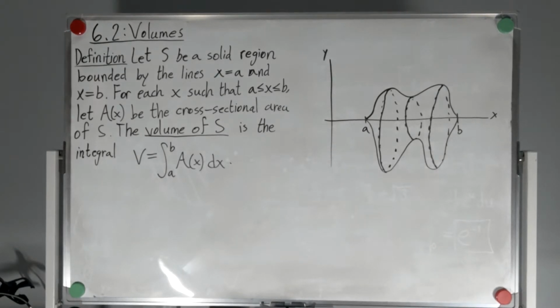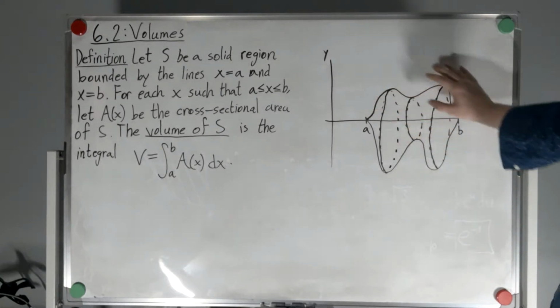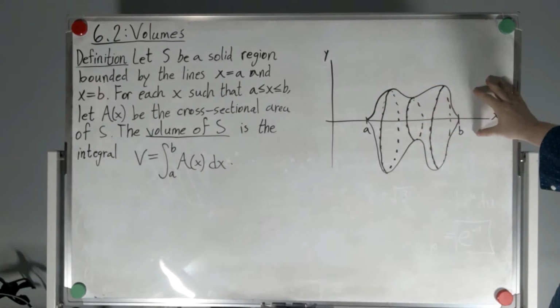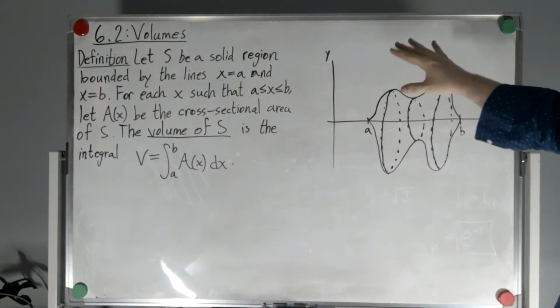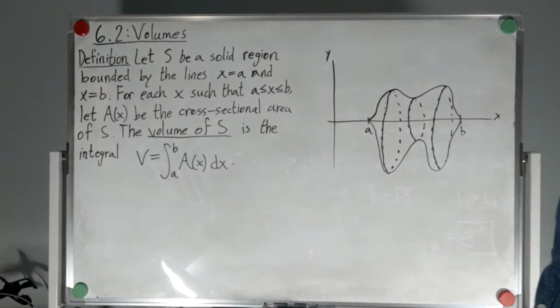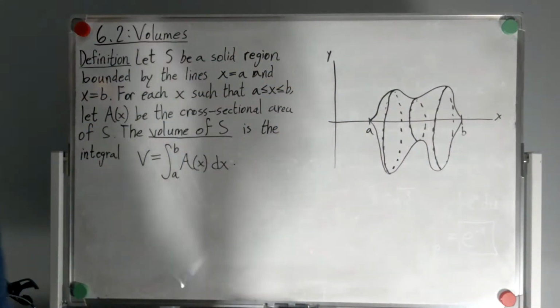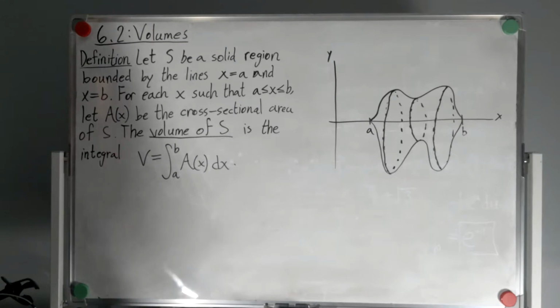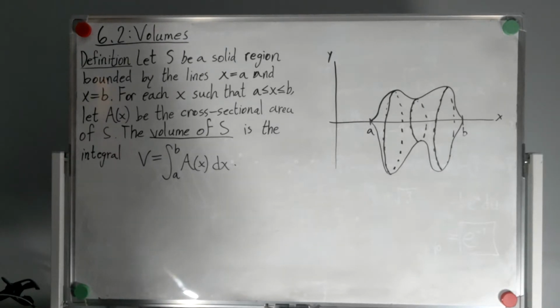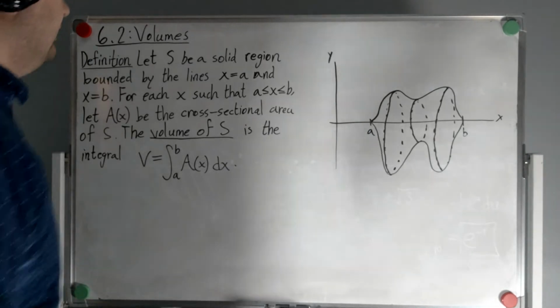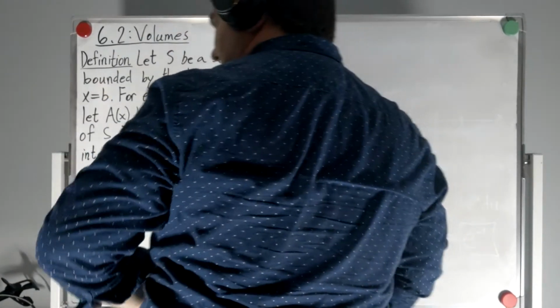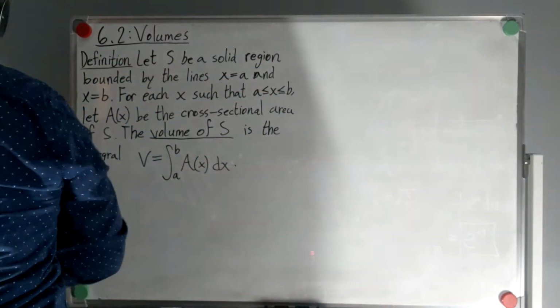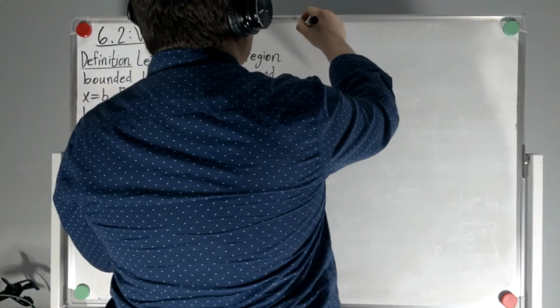So what we're going to do today is we're going to take curves defined by functions in the xy plane and rotate them around lines to get solid regions. Then we'll find the volumes of these solid regions. These are called solids of revolution. Okay. So let's do an example or two, or more than two.